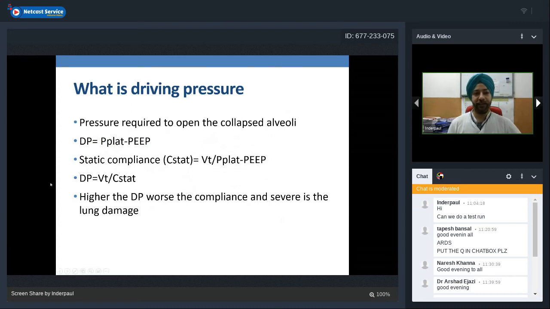So if we do some changes and write the equation again, driving pressure is directly proportional to the tidal volume and inversely proportional to the static compliance. Which means if your compliance is low, which is an indirect marker of severe lung injury, your driving pressures will be high. So high driving pressure suggests that the lung injury is severe. So ARDS is severe. Okay. So the higher the driving pressure, the worse the compliance, and the more severe the lung damage.